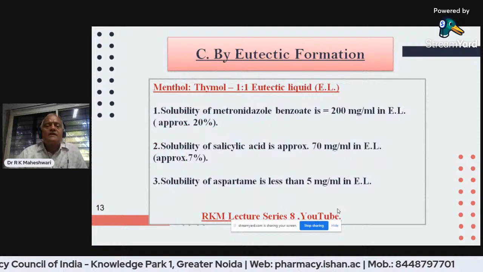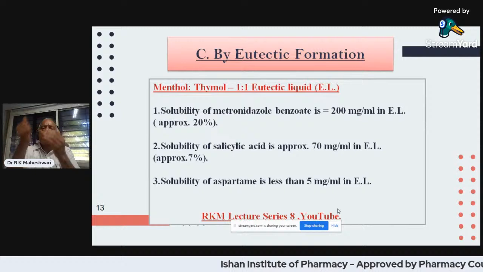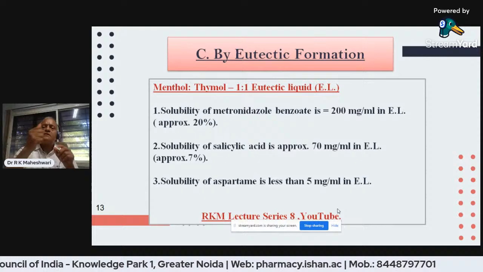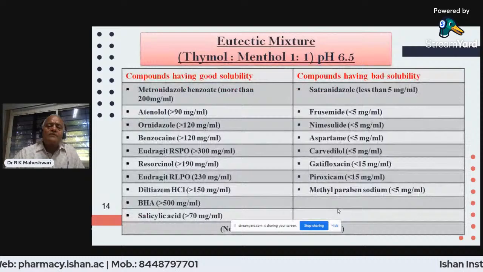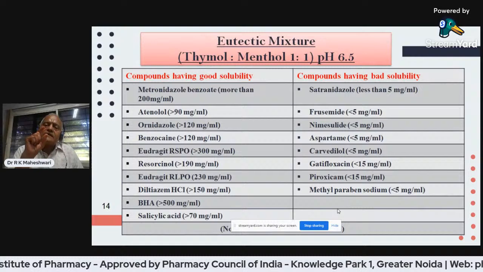Okay, the third way by which the molecules of a solid may come in liquid state is by eutectic formation. Now if you take 5 gram menthol, 5 gram thymol, and triturate it with the help of pestle and mortar, you get a clear, colorless liquid, which is known as eutectic liquid. Of course, the pH of this liquid is nearly neutral, 6.5 anyway.